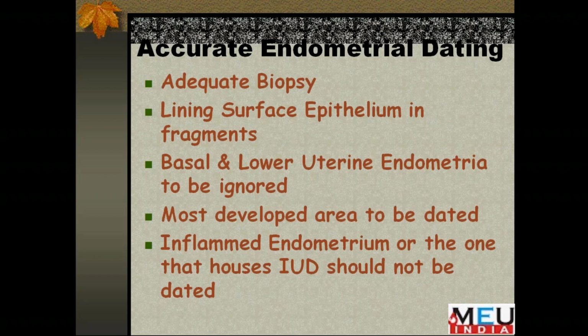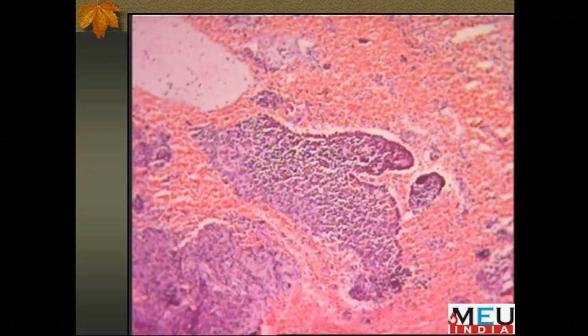proper dating. For example, this is a specimen in which you see only mucoid material and some hemorrhagic pieces, and not a single gland can be seen. So obviously we will rate this as a totally inadequate specimen. Another one in which hemorrhage and stromal tissue are there, but no glands are seen. So this will also be considered an inadequate specimen.